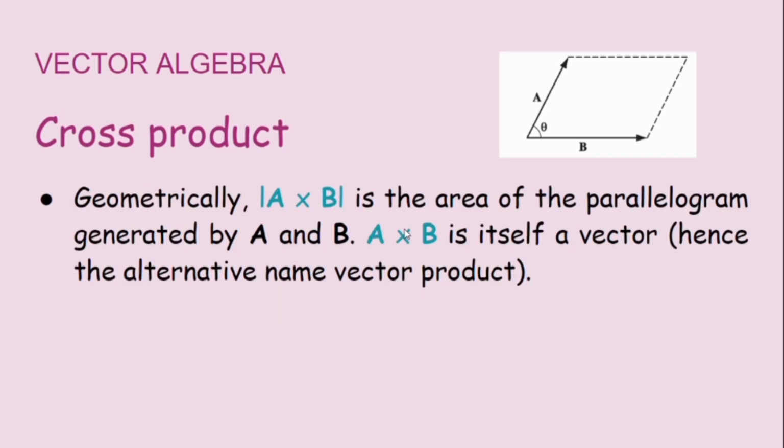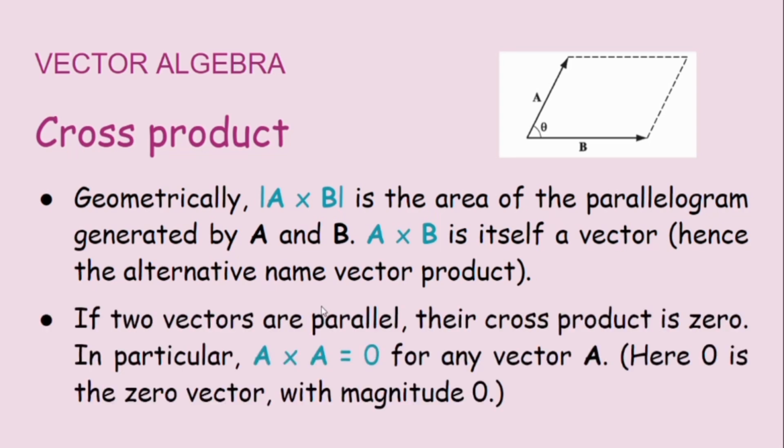Now we will see that geometrically A cross B is the area of a parallelogram. Basically it is the magnitude of A cross B. Now as we know that the result or answer of A cross B is a vector, therefore we will call it the vector product. If two vectors are parallel, the cross product is 0 because sin 0 equals 0.